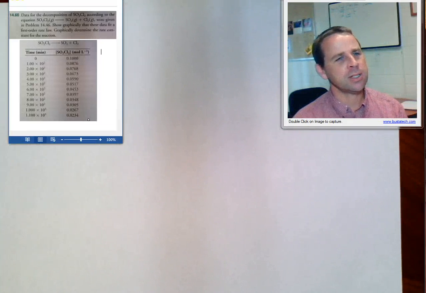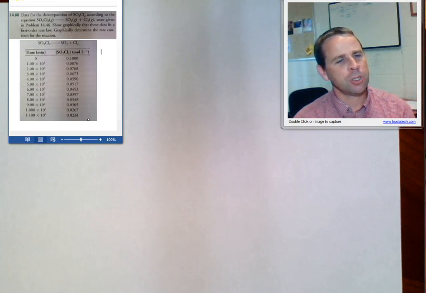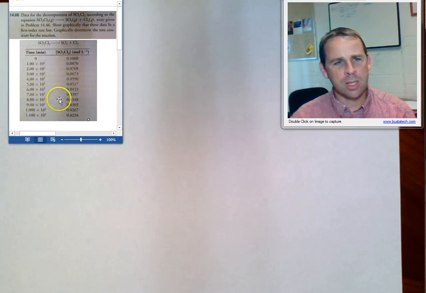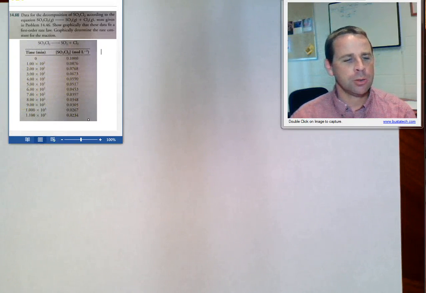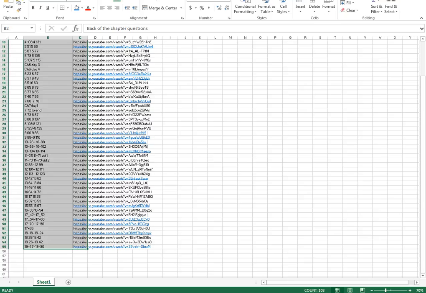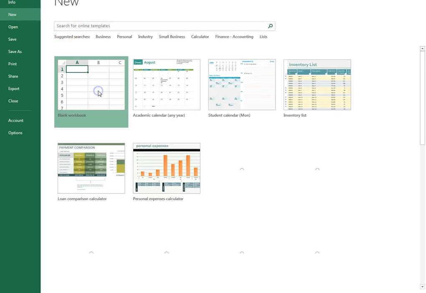All right. So 1466. Data for the decomposition of this compound here, according to the equation, are given in problem 1446, which I have below there. Show graphically that this data is first order rate law. Graphically determine the rate constant for the reaction. So here is the data, right? And to do it graphically, we have to open up an Excel worksheet here. So I'm going to do that now.